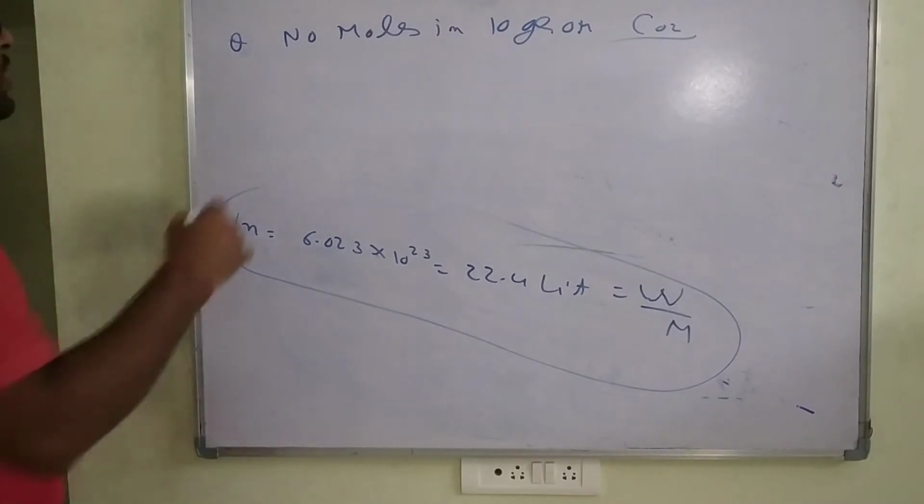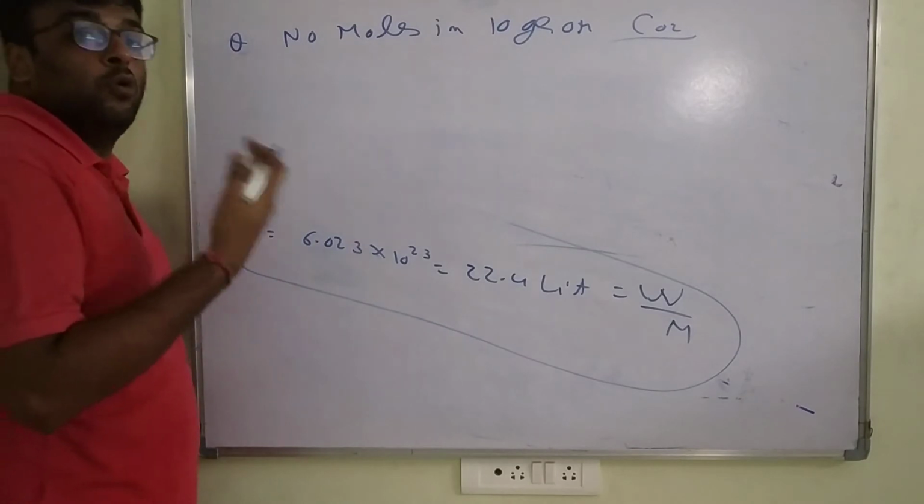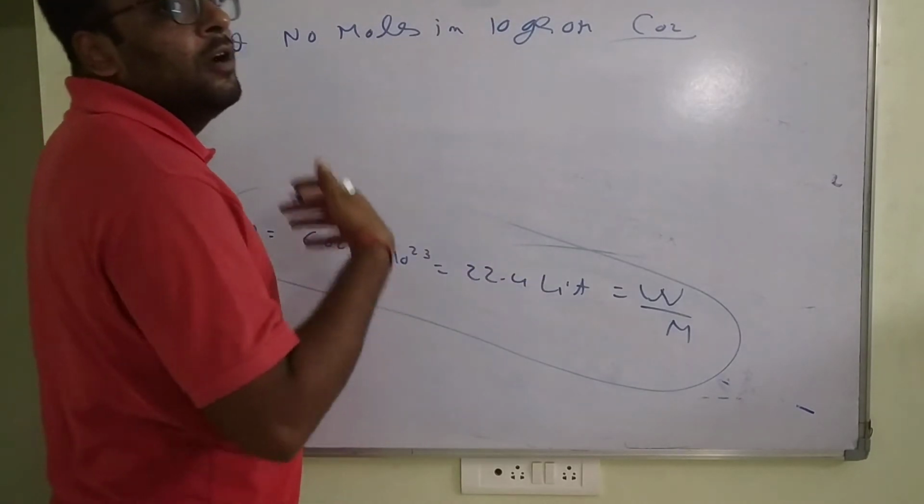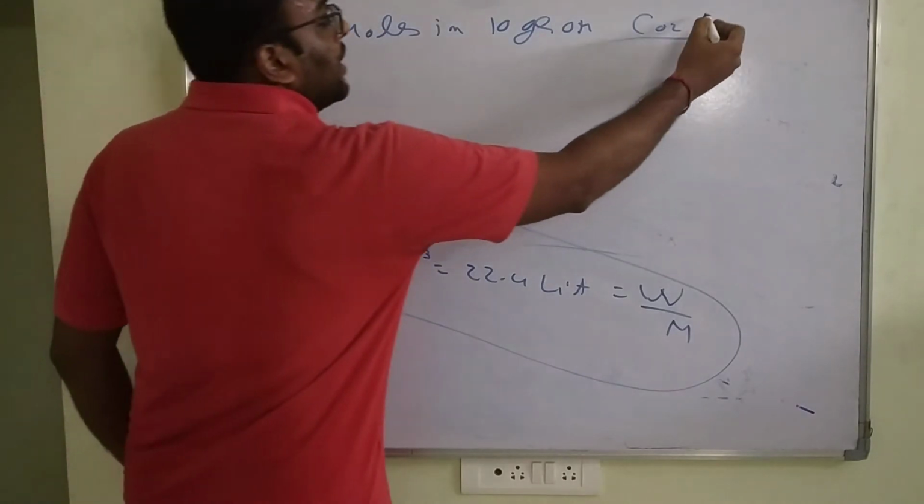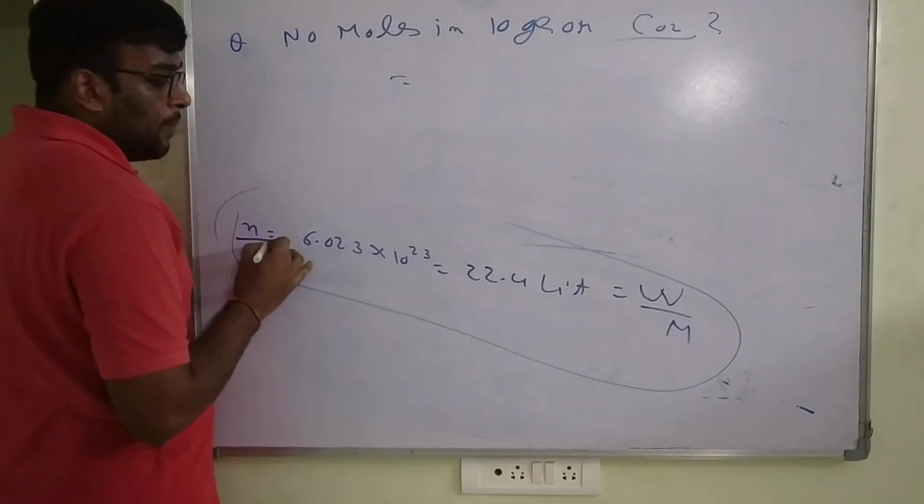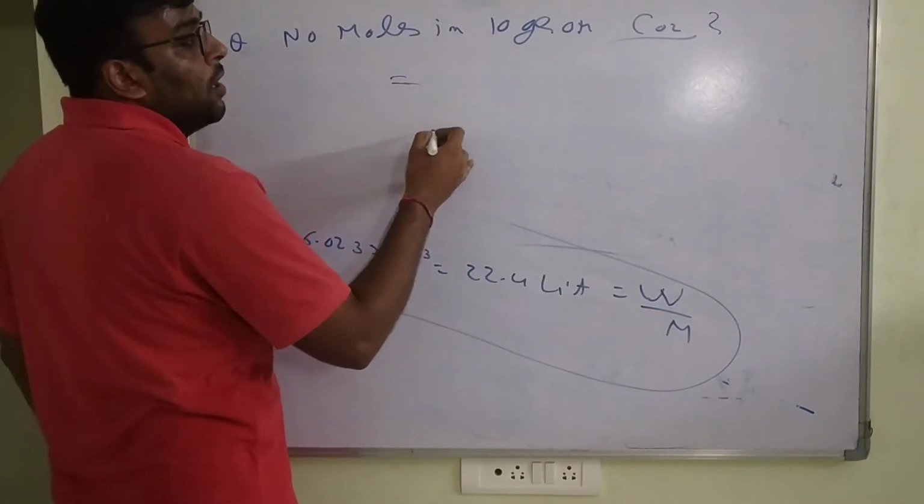How can we calculate? Look at first of all, a number of moles. First of all we will calculate the number of moles, after that we will calculate molecules, after that we will calculate volume. How many moles are in 10 gram of CO2? Look at over here. Number of moles equals weight in gram per molecular mass.